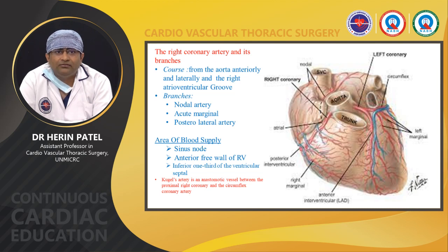The right coronary artery supplies blood to the sinus node, the anterior free wall of the RV, and the inferior one-third of the ventricular septum. Kugel artery is an anatomical vessel between the proximal right coronary artery and the circumflex coronary artery.